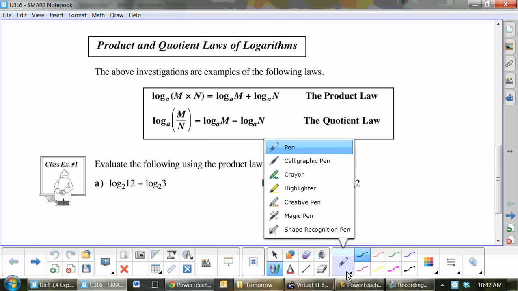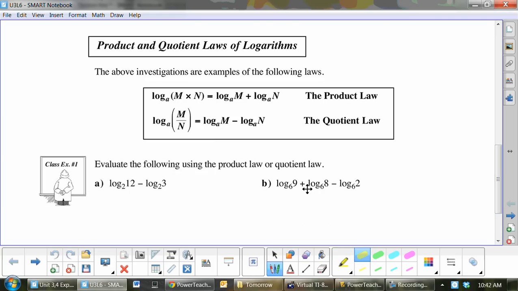What are they? Well, the first one says if you have log a of m times n, I can take that, and that is the same thing as the log a of m plus log a of n. Not times, but plus. Then we have log a of m over n is the same thing as log a of m minus log a of n.